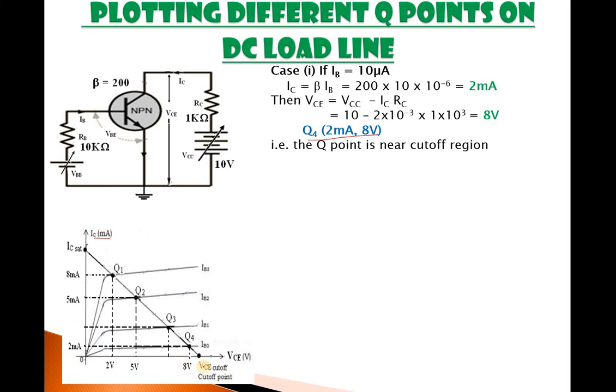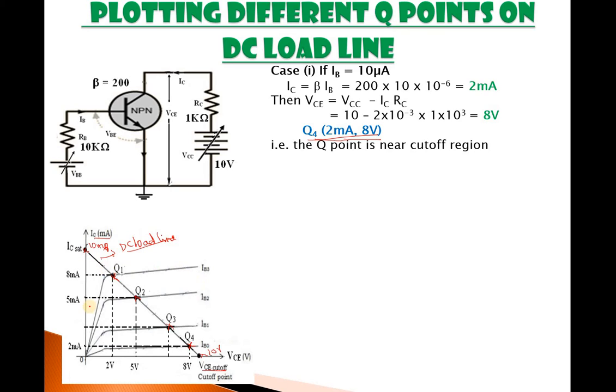IC is in milliamps, VCE is in volts. Let us take this as 10 milliamps, IC saturation, and VCE cutoff as 10 volt. And if I join this line, what I am going to get is the DC load line. This DC load line intersects at many different points depending on the output characteristics. Suppose I draw one more curve, this is also a Q point only. So, I can get to know different intersecting points.